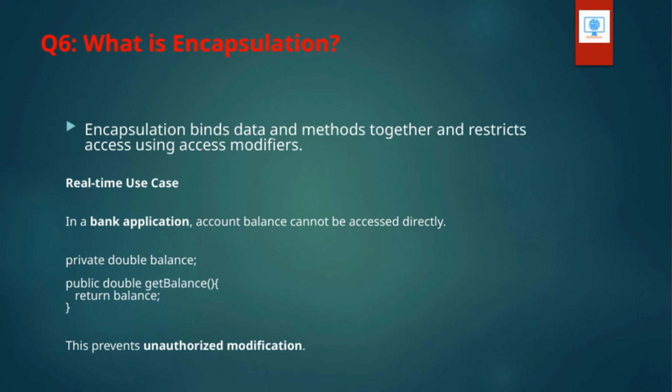For example, imagine a banking application. We want to keep the account balance secure and prevent unauthorized access or modifications. So, we make the balance variable private, which means it can't be accessed directly from outside the class. Instead, we provide a public method like getBalance that allows controlled access to that data. This approach ensures that the account balance can't be changed arbitrarily, maintaining the integrity of the data.